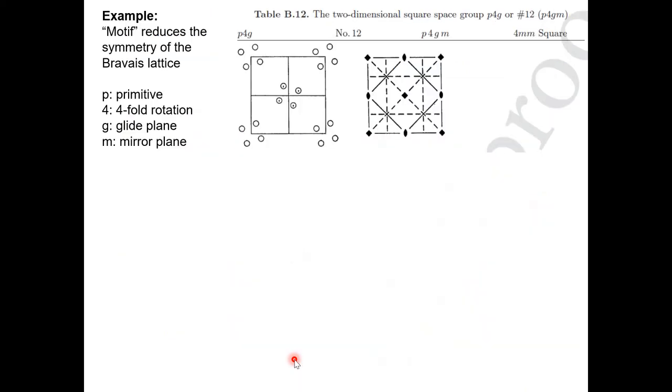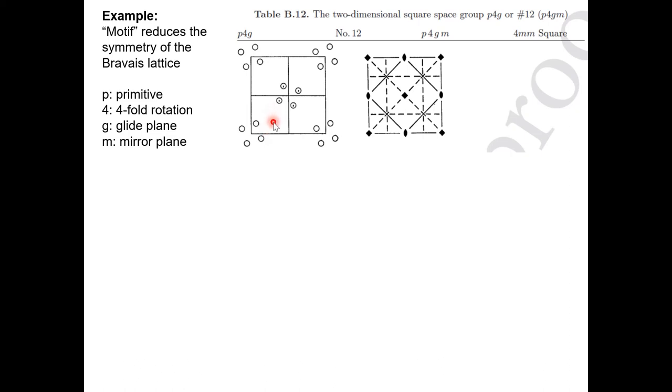All right. So let me start just by showing you an example of how these space groups are displayed in the International Tables for X-ray Crystallography. As an example, this is the P4gm group. It's a square group. It's group number 12. So it typically shows the unit cell and also what we call a motif. A motif is a collection of points that helps us to identify the symmetry operations of the group.